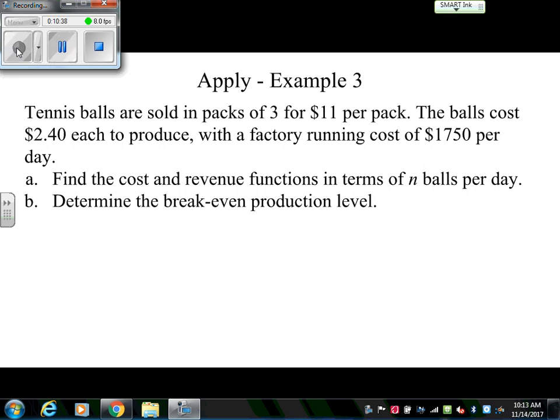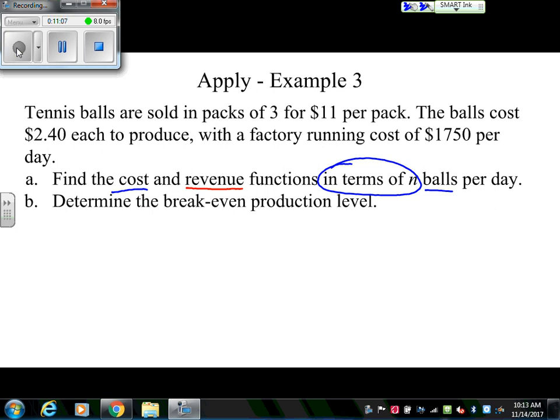So let's start by writing our two functions. And again, we want to find a cost function, and then we're also going to find a revenue function. So cost is the amount of money that we're spending. Revenue is the amount of money that's coming in. And we want both of these in terms of N balls, so the number of balls. So in terms of means that is what is going into our problem, or we're going to have N's in our functions. Essentially, those are our inputs for both of our functions.